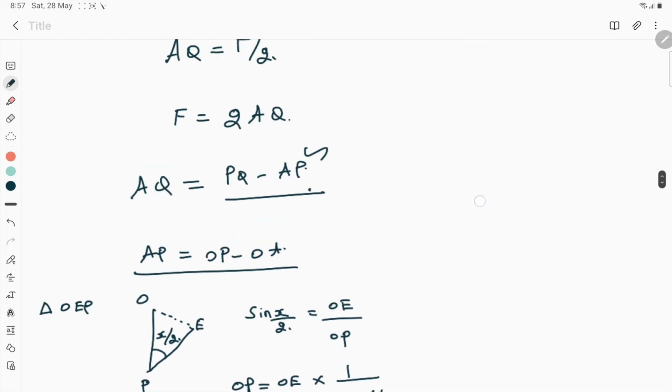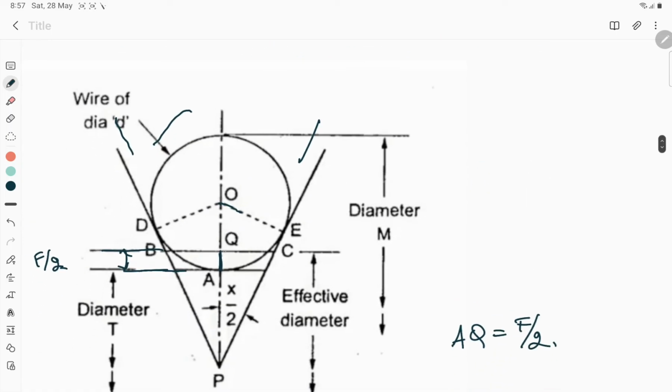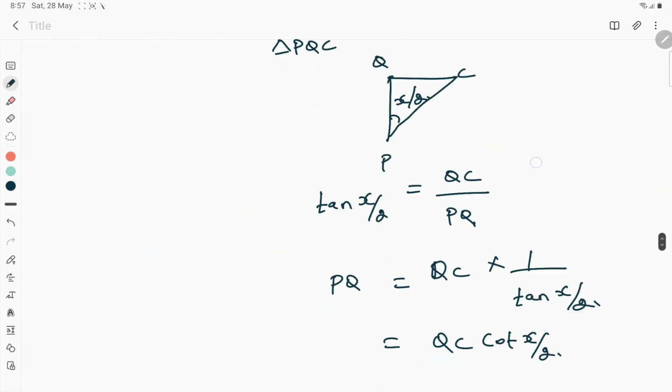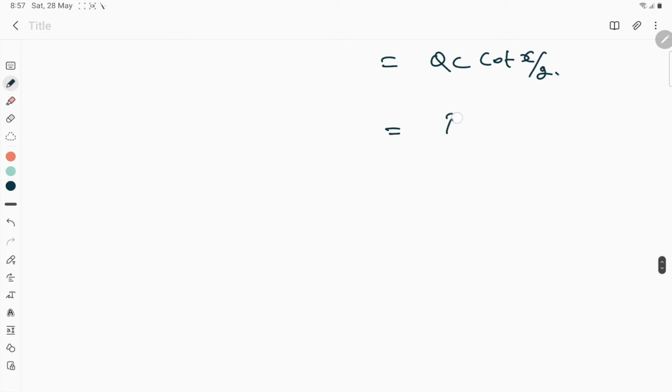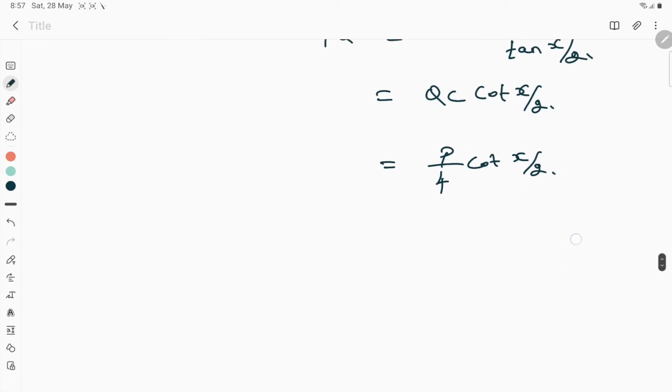So what is QC from the diagram? QC is nothing but 1 by 4th of the pitch. We know pitch is nothing but the distance between two consecutive crests. So this is P. You can see here this is 1 by 4th of pitch. So replace it as P by 4 cot x by 2. Now we got the relation for PQ also.